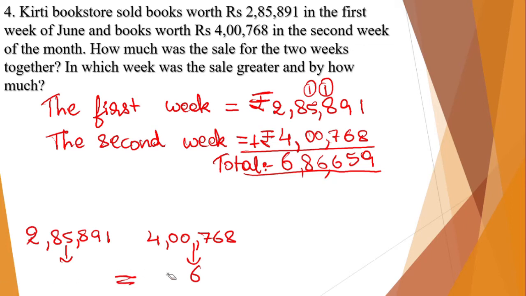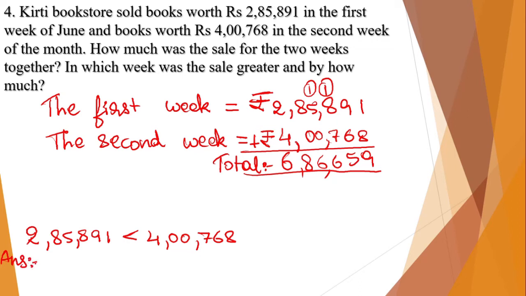So if the digits are equal, we should compare their leftmost digit. And in the first week, the leftmost digit is 2. And here, in the second number, we have the leftmost digit as 4. Now, here you can see 4 is greater than 2. So, the number with the greater digit is greater, right? So, here, 4 is greater than 2. So, we can say that 4,768 is greater than 2,85,891.